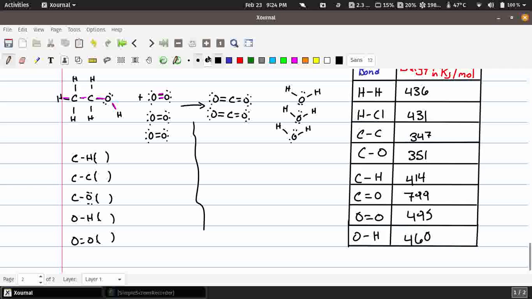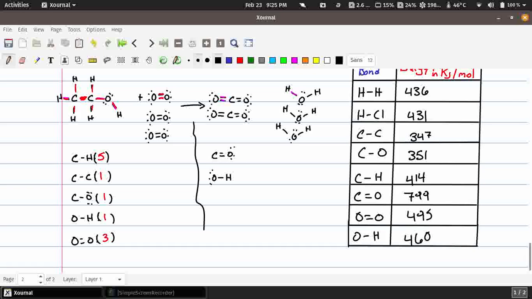Anyways, now we have to count up how many CHs we have. We have 1, 2, 3, 4, 5. So we write a 5 in there. CC, we have 1. CO, we have 1. OH, you have 1. O double bond O, you have 3. So our reactant side is done. Now let's do our product side. We have C double bond O, and we have OH. Super simple.